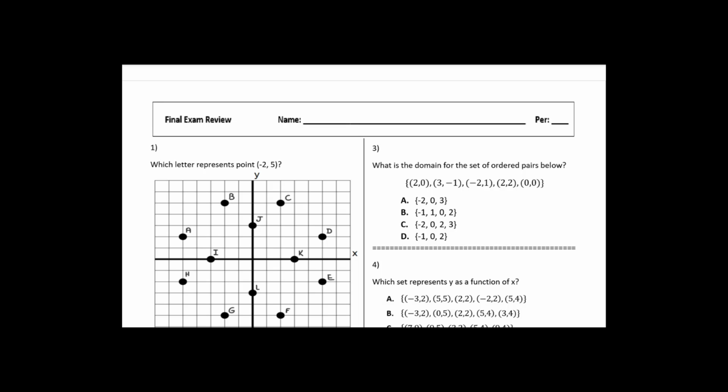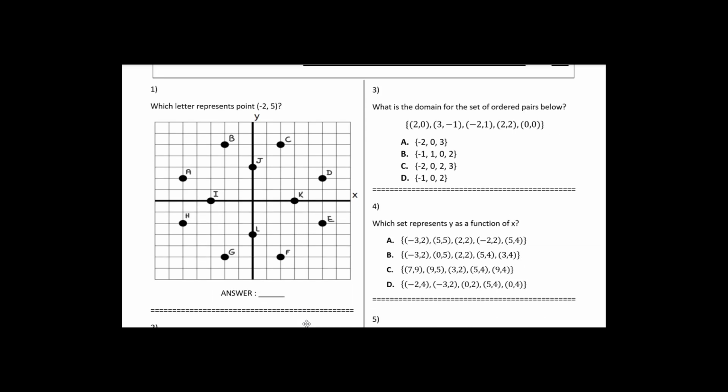Hello and welcome. This is going to be the final exam review for the algebraic reasoning. So we're going to go over the answers in order to help you prepare for the test. So let's get started. Question number 1 says, which letter represents -2, 5?